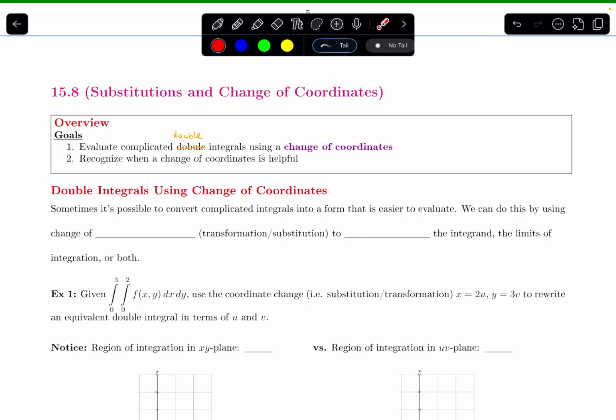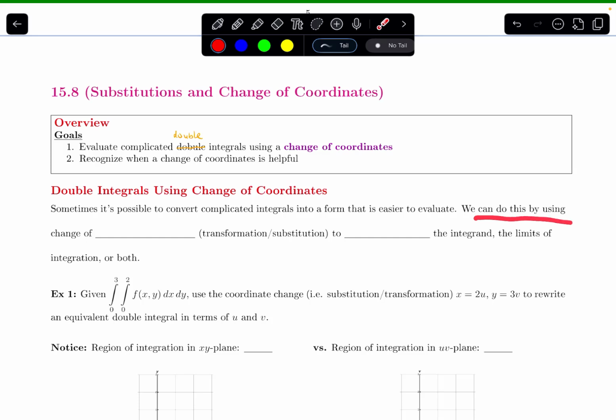In this video, we are starting our section on substitutions and change of coordinates. Our goals are to evaluate complicated double integrals using what's called a change of coordinates, and to recognize when doing this change of coordinates is helpful. So in this video, we are going to introduce this method of how we can evaluate double integrals using change of coordinates. Sometimes it's possible to convert complicated integrals into a form that's easier to evaluate.